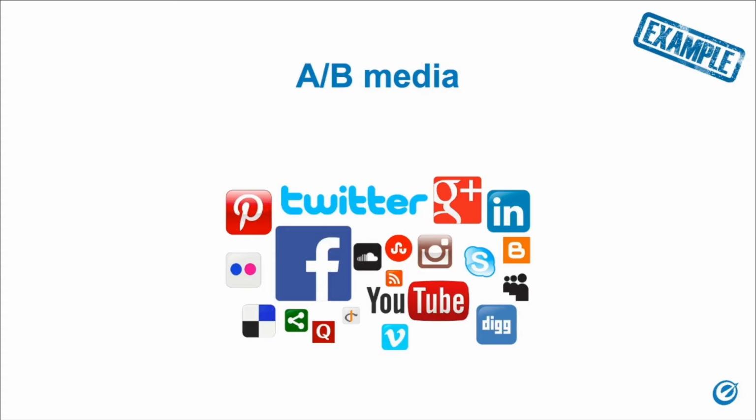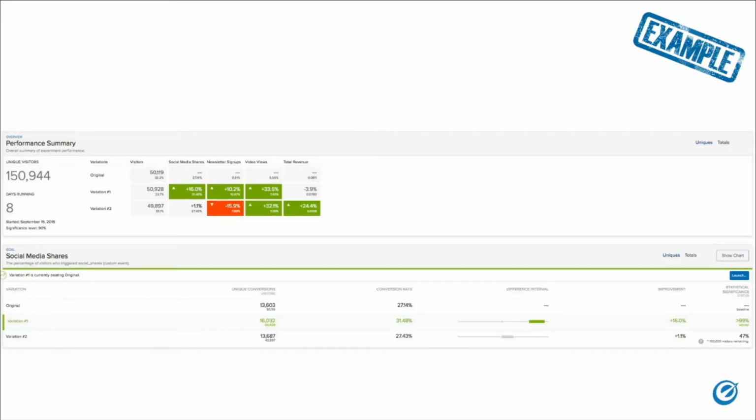Let's look at an example. Let's take the role of a big media company. We would like to measure social media shares for our content. After a week of running this test, we can see that one of the variations is winning, but the other one is still inconclusive. Should we wait for it to reach significance or stop the test and declare variation 2 the winner?